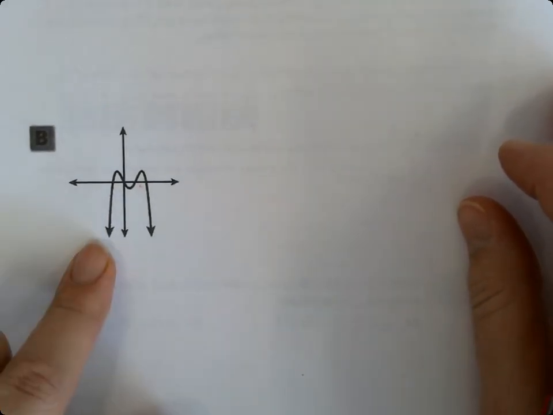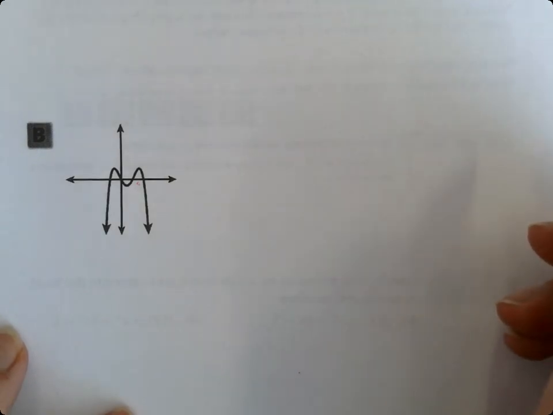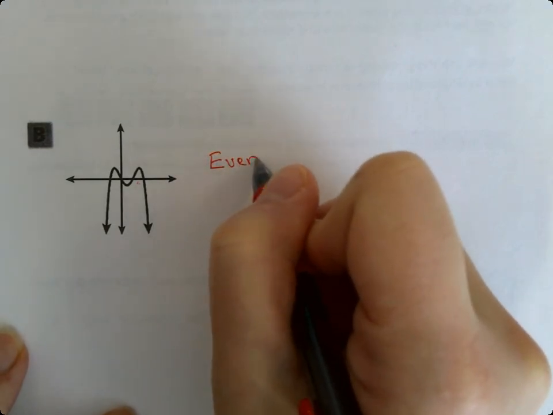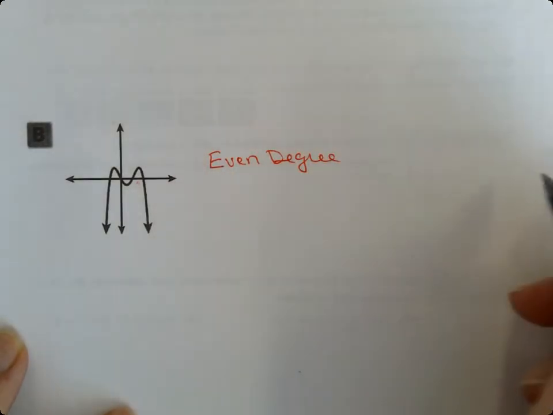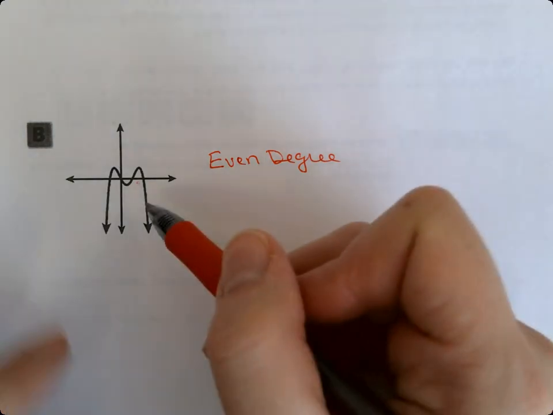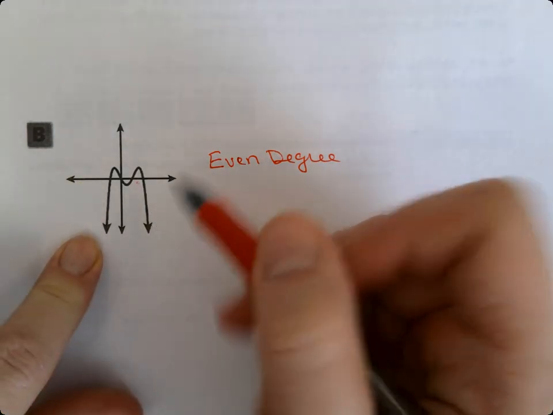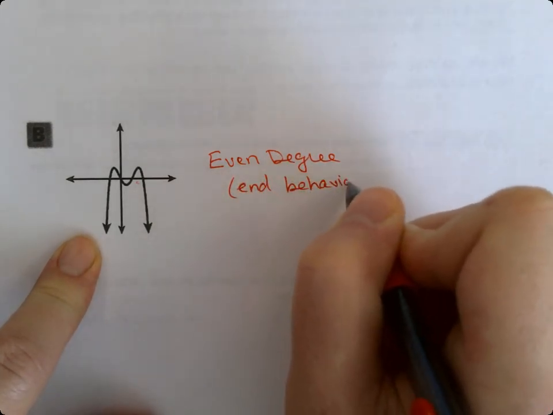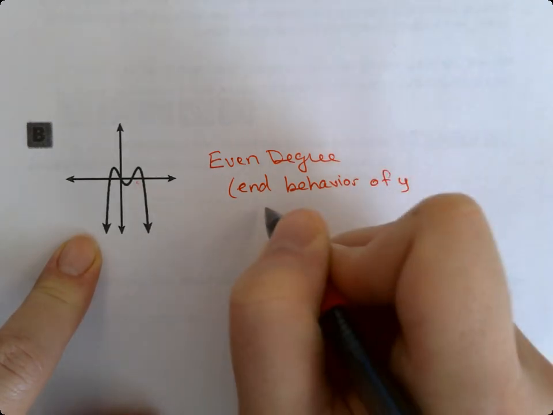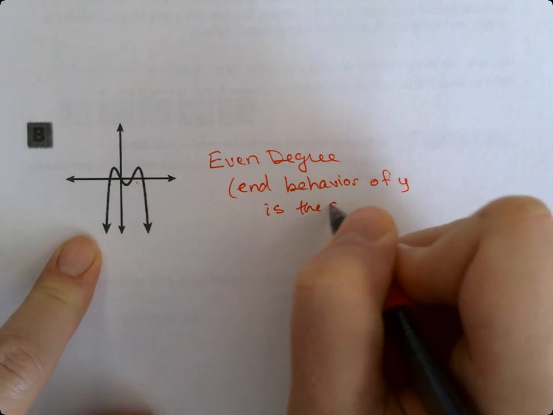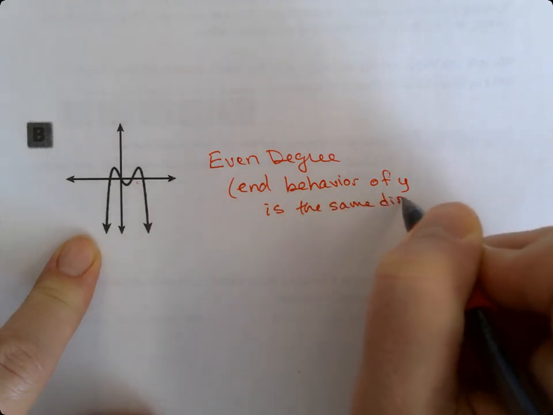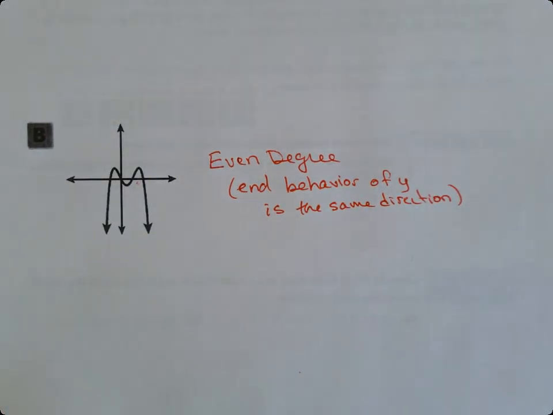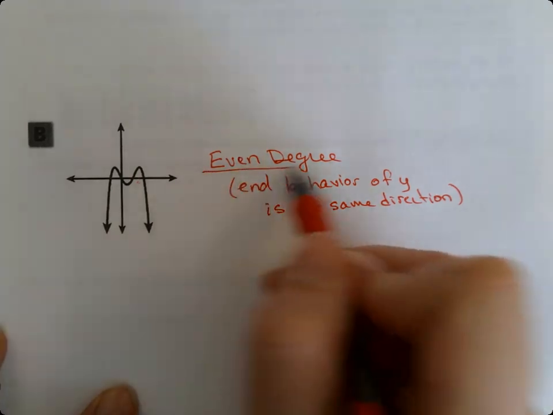Okay, odd or even degree? And how do you know? It is going to be an even degree. And how do we know? Well, the y value is going in the same direction. So the end behavior of y is the same direction. So that's how I know it's an even degree.